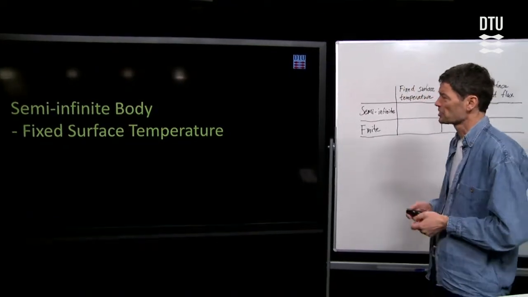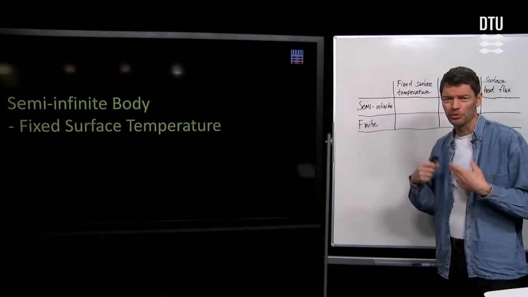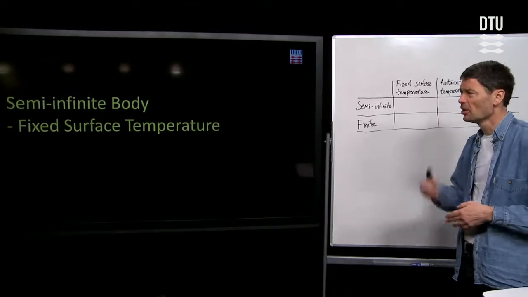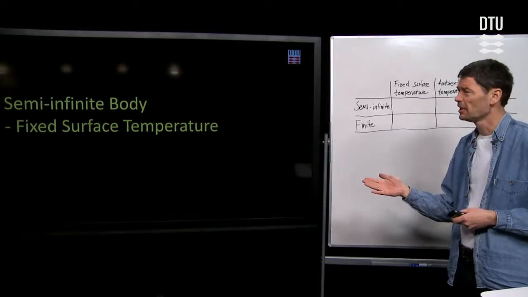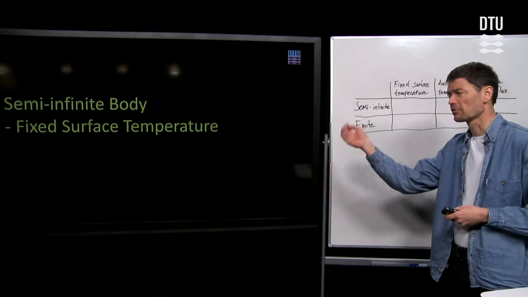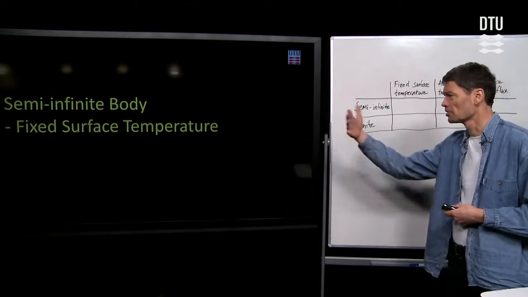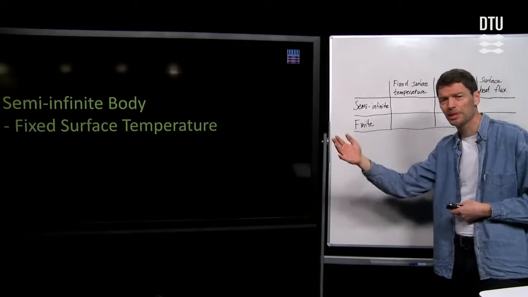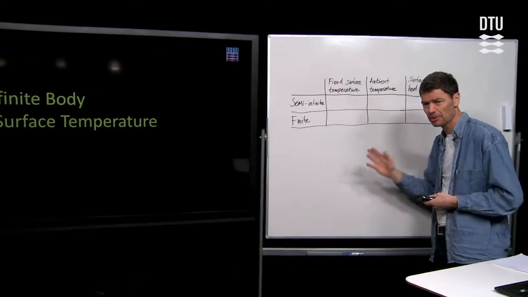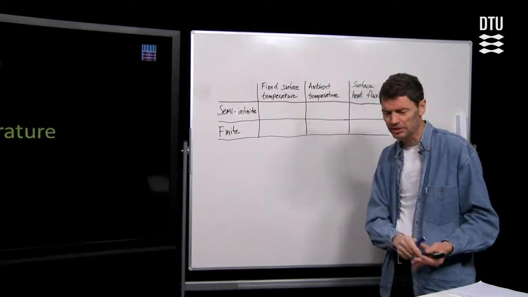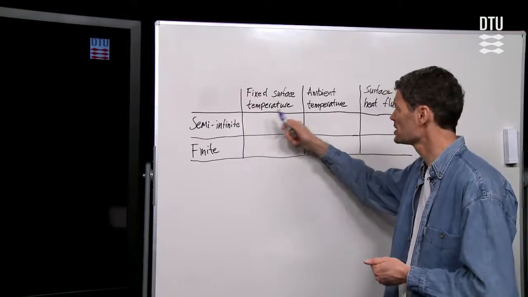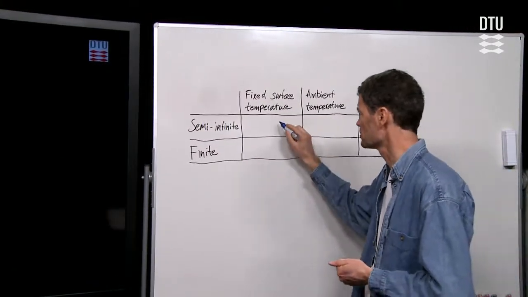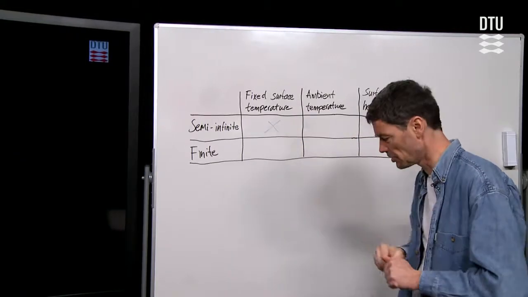So to set it up a little bit systematically, we should first of all categorize what kind of situation we are dealing with. And the first I'm going to talk about is the semi-infinite body for a fixed surface temperature. So to cover the different situations I'll talk about, I've made this small table over here. So right now the cross I'm going to make is that we talk about semi-infinite bodies and fixed surface temperatures. So this is what I'm going to talk about first.